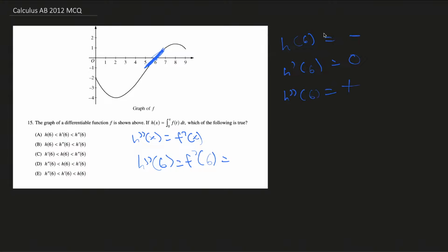This would tell you that h of 6 is a negative value, and then h prime of 6 is 0, and then h double prime of 6 is positive. So this would be the correct ranking of the elements. So there you go. So 15 is going to be A.